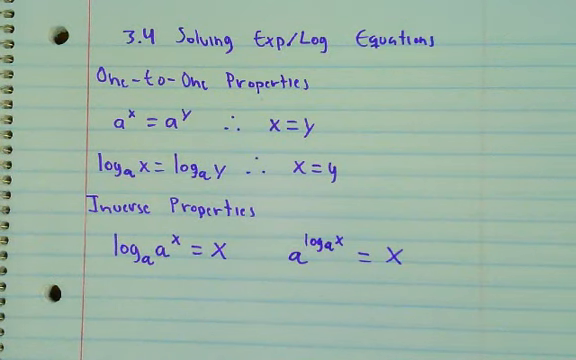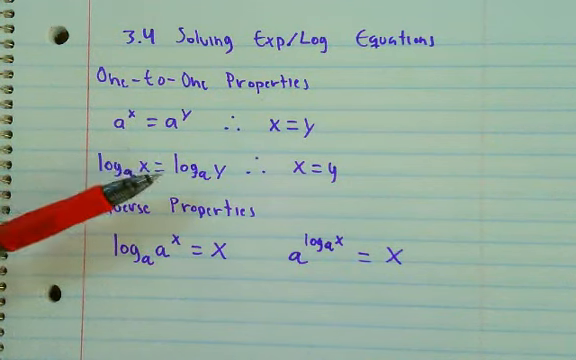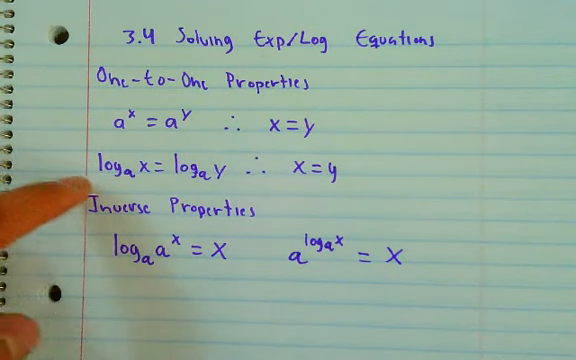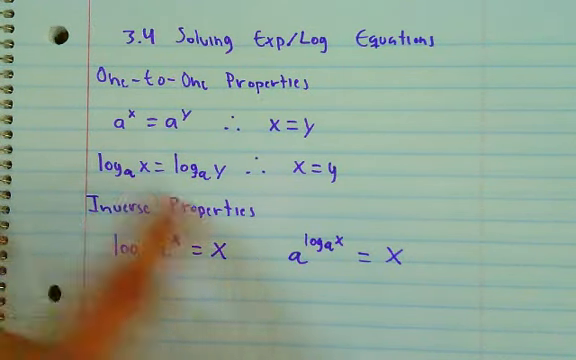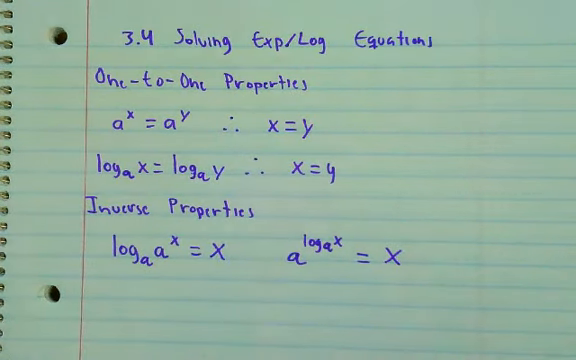Alright, so in 3.4, there's the one-to-one property and the inverse properties are going to become very helpful to you when solving equations. The one-to-one properties, you've practiced them on 3.1 and 3.2. So remember, if you have a base to a power and that is equal to the same base to a power, that means that the powers, you can set them equal to each other, right? Same thing with logarithms. If you have two logarithms in which the bases are the same, then you can set whatever you're taking the logarithm of equal to each other. Cool? Those are known as a one-to-one property.